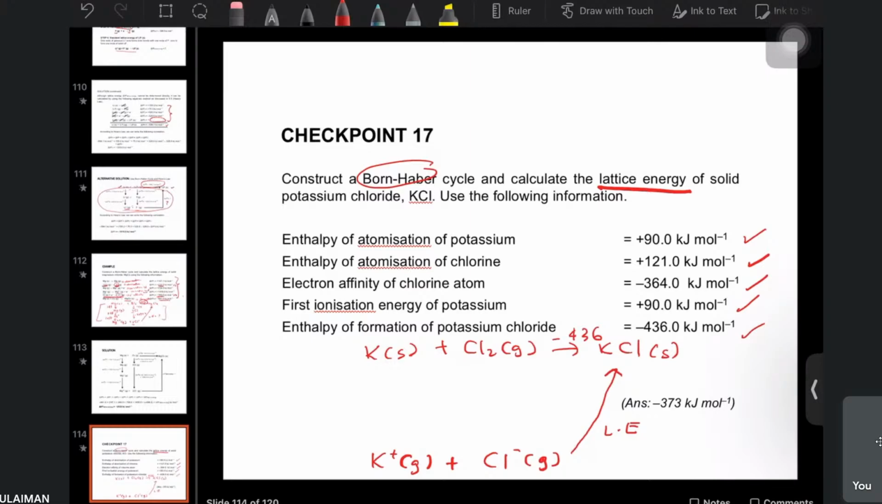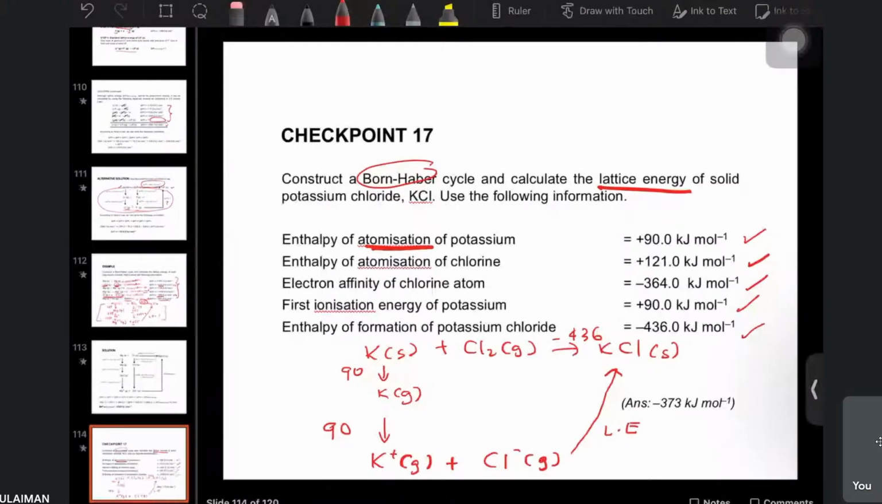So K solid to K gas, the value is 90 kJ per mole. After that, from K gas to convert to K plus, it will undergo ionization, K plus. So this one is 90 kilojoule per mole. Okay, settle for potassium.